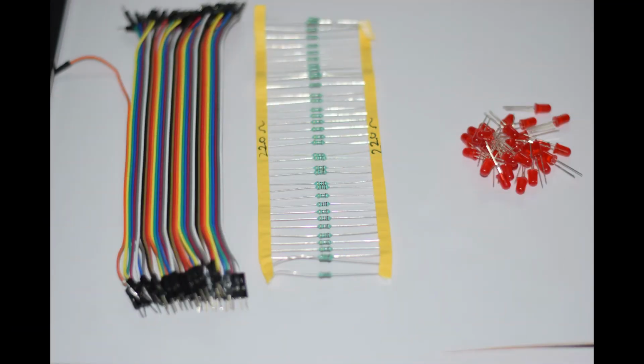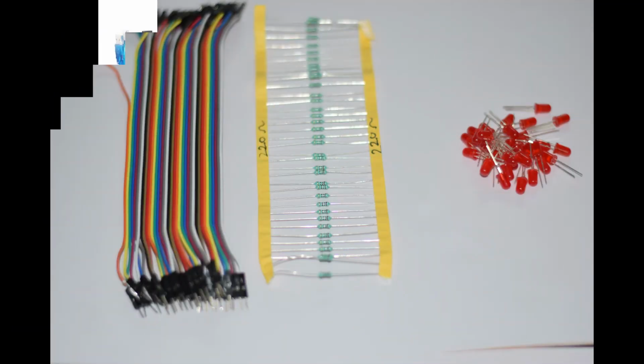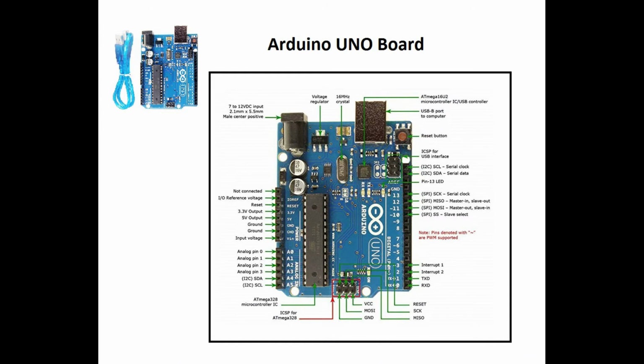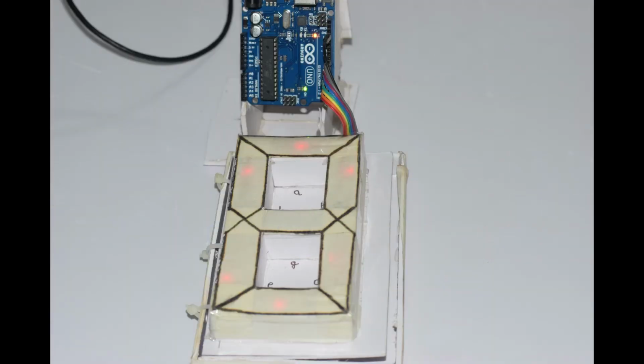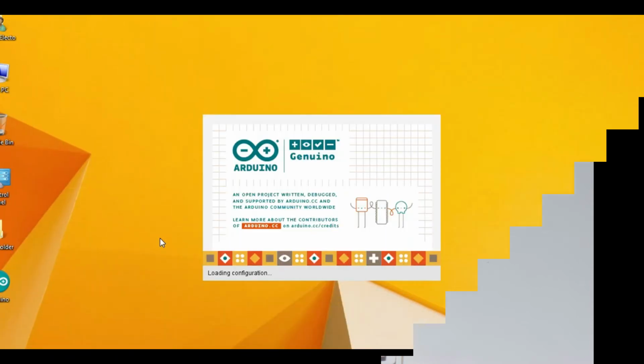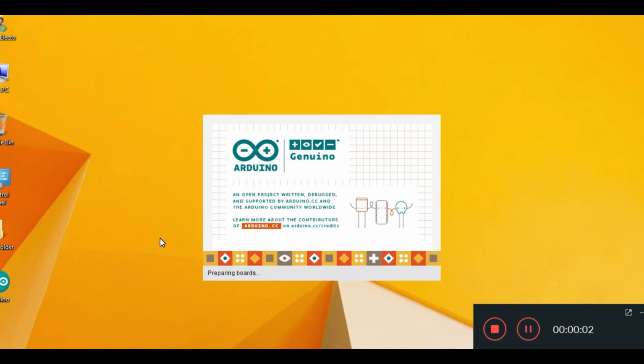Electronics components used in this project are LED bulb, resistors, jumper wire and Arduino Uno controller board. With the help of jumper wire, we will connect the 7-segment display to the Arduino Uno board. Arduino is an open source embedded development platform. Now with the help of programming, you will see how to display number from 0 to 9.